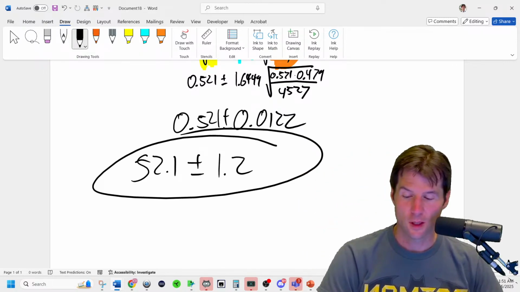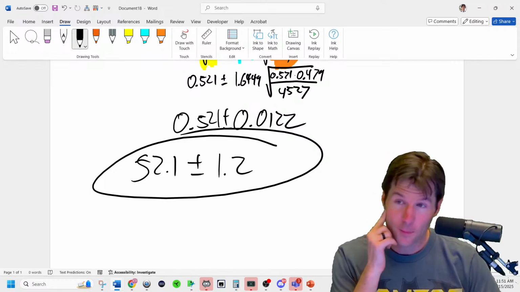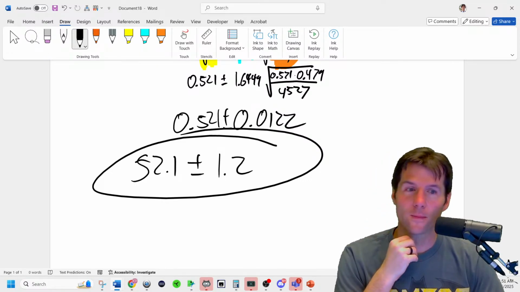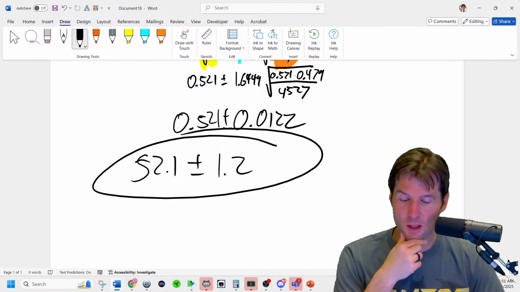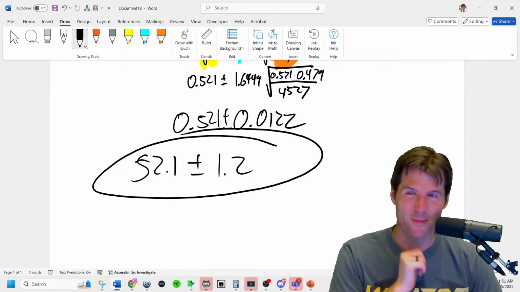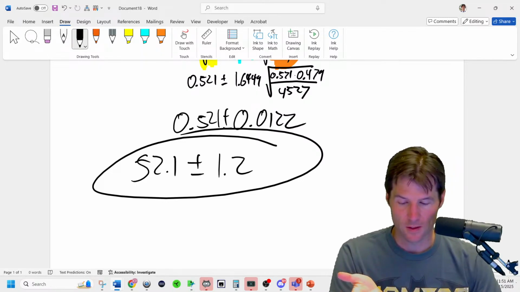Go ahead and solve the lower and the upper right now. I'm doing it in my head. See if you can get the lower and the upper. You should know what to do with this step right here. So what's the lower bound and the upper bound? That's 52.1 plus or minus 1.2. So I kind of leave you on some things like, okay, you have to find the lower and the upper bound because that's the interval.